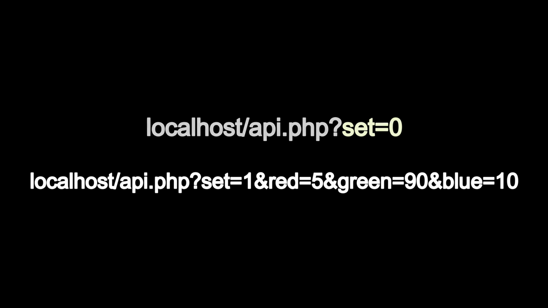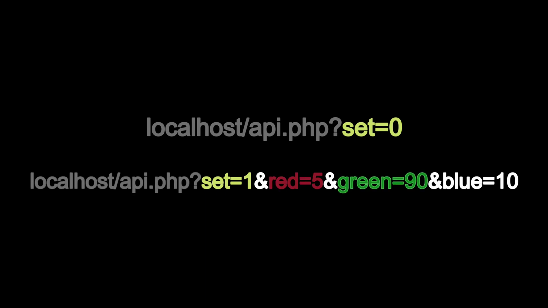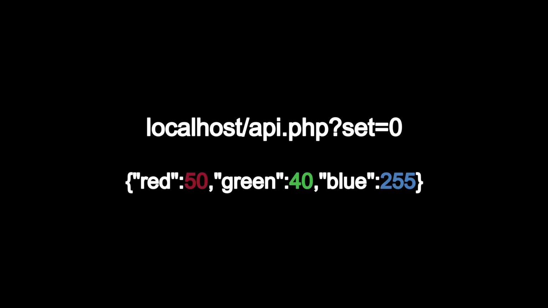So in the first request, set equals 0 because we are not setting any new values, whereas for the second request, we are setting new values, and they are red equals 5, green equals 90, and blue equals 10. The first request returns a JSON string that looks something like this, while the second request does not return anything.